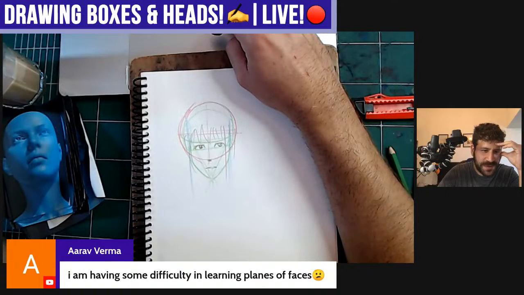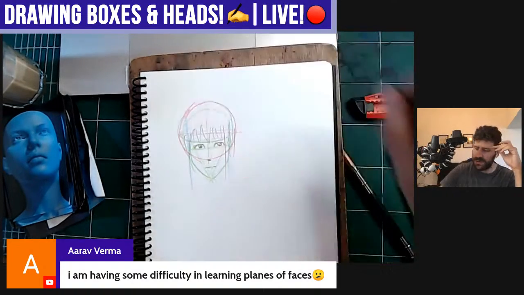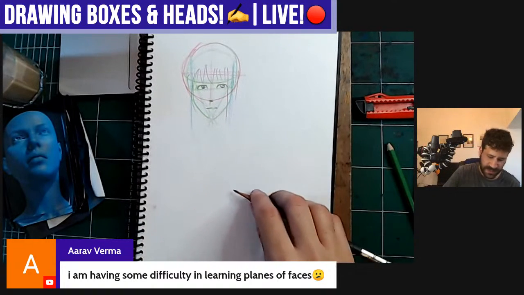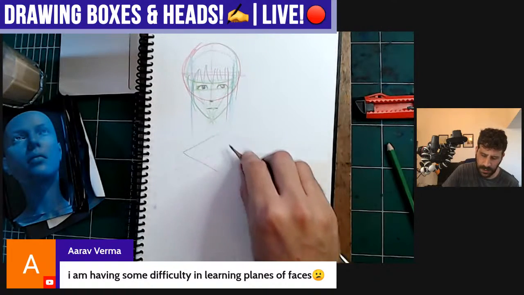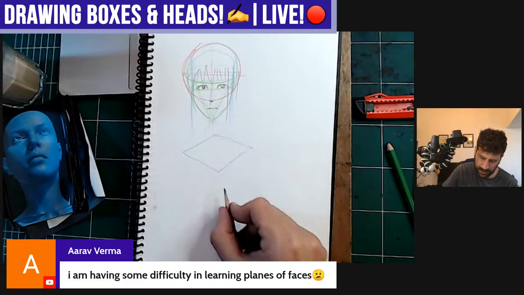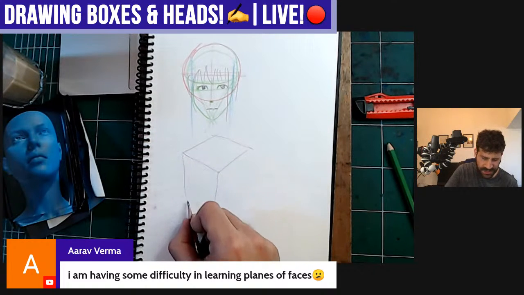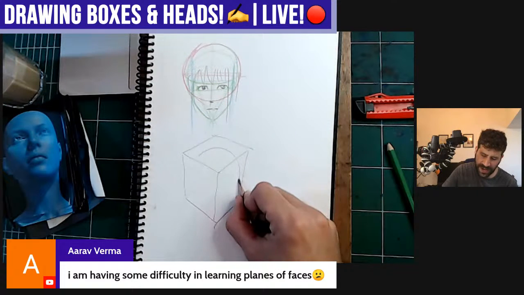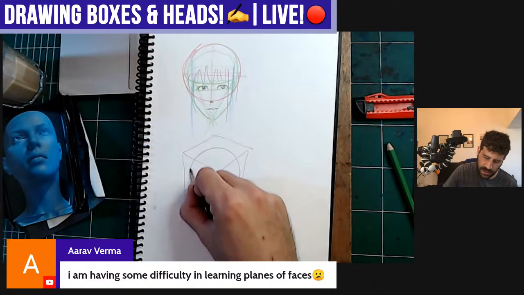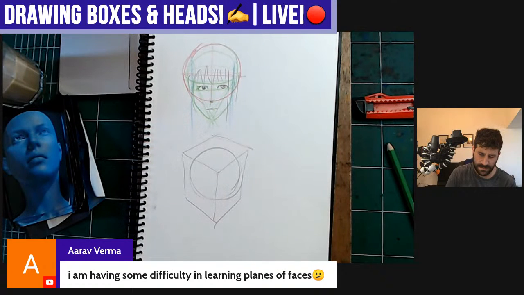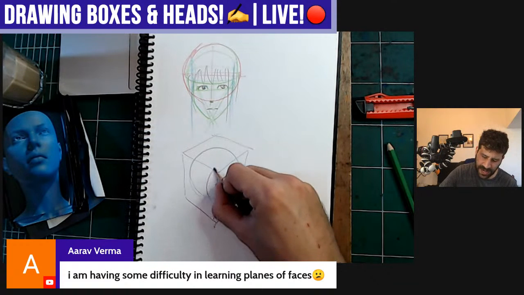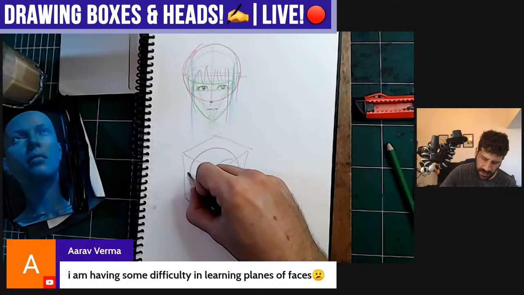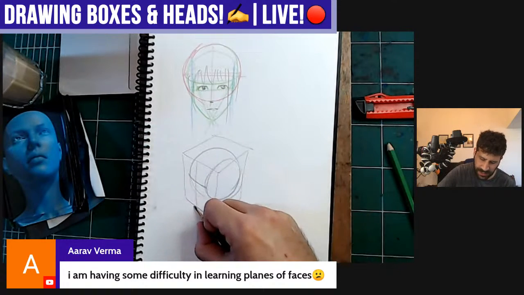Arav, I'm having some difficulty in learning planes of faces. So here's what I would encourage you to do, Arav. The plane of the face, it's not too complex. So for example, if you are able to draw a box, just a box, which I will encourage you to learn, and then you're able to trap a sphere inside it, right? And then you're able to cut out the side of the sphere. And then you're able to attach a chin.